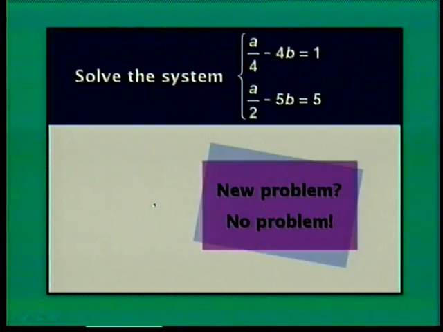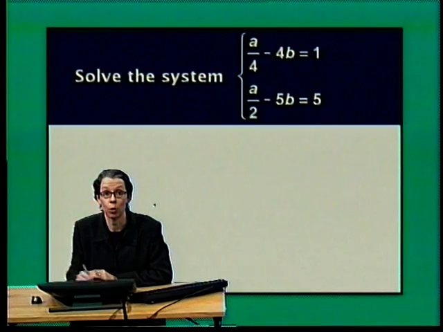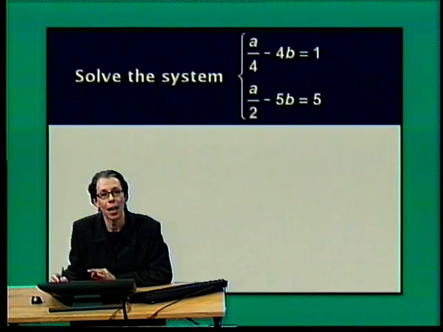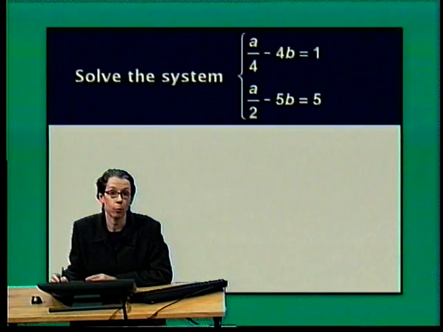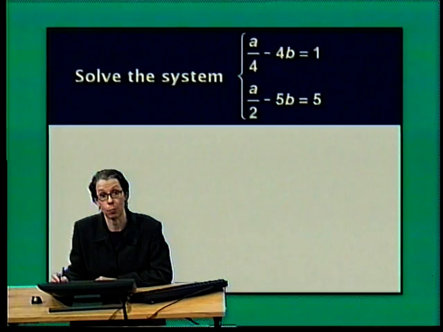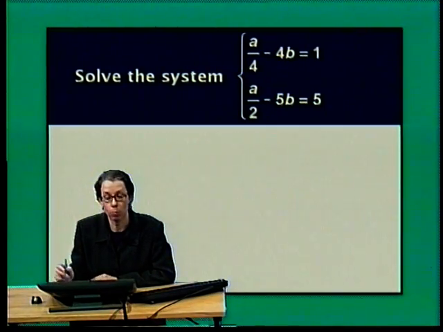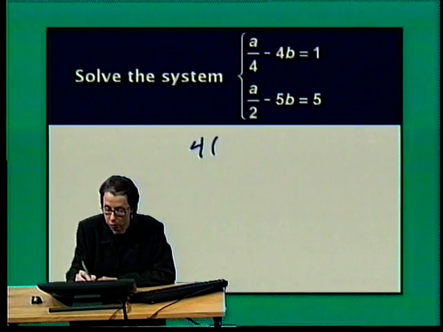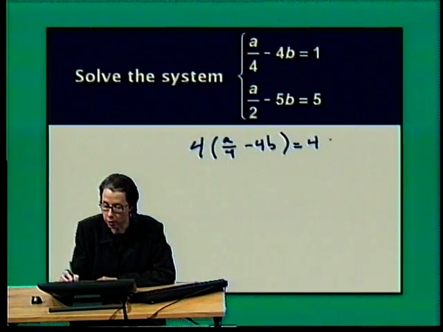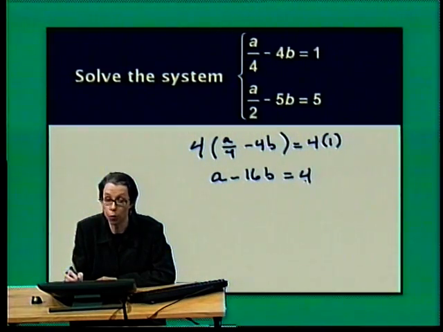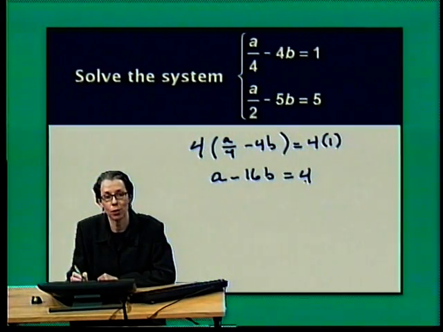Let's do another example. Now in this example, we have some fractions floating around. And when we solve linear equations in one variable, we practice clearing the fractions to make the algebra a little bit easier. We can do the same thing here. What I'm going to do is multiply both sides of the first equation by 4 to clear the denominator of 4 in the first term on the left-hand side. So I end up with a minus 16b equals 4. Fractions are gone.